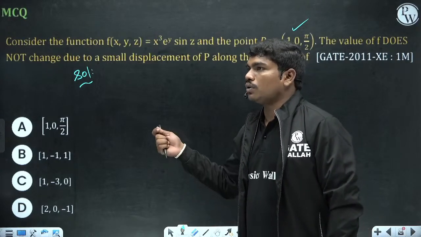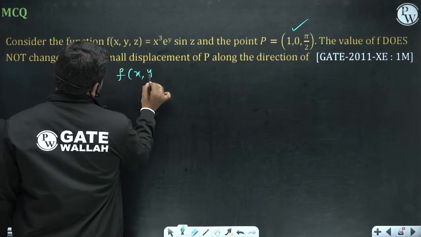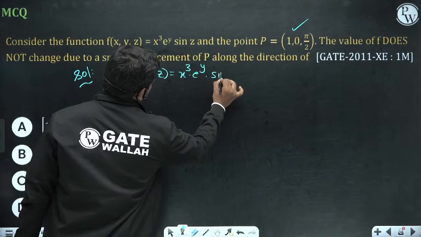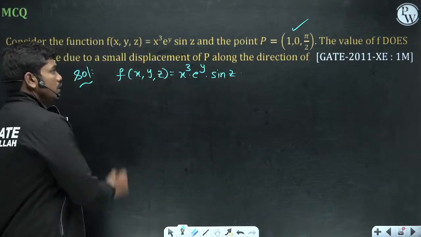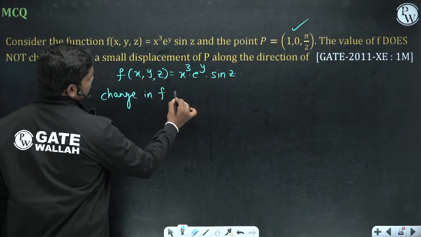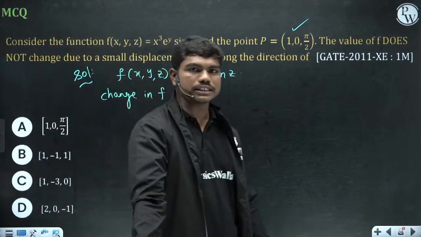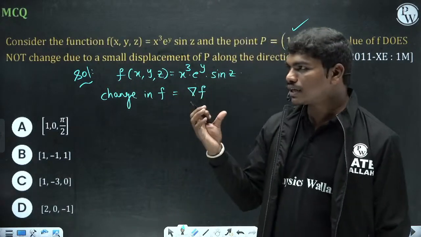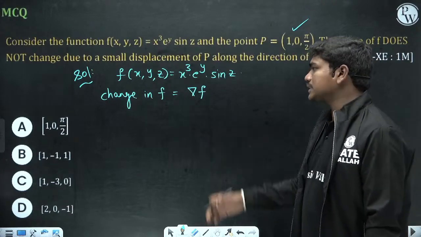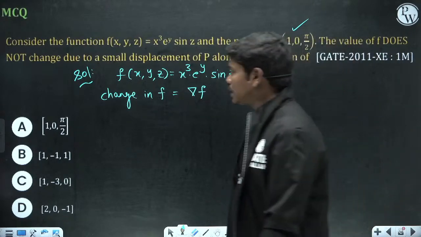Fine, so let us see here, f of x, y, z is x cube e power y sin z. So this is a scalar function. Change in f is given by the gradient of f. Pressure gradient, temperature gradient, all these are nothing but changes in those particular quantities. Now they are asking in which direction the change in f is actually 0.